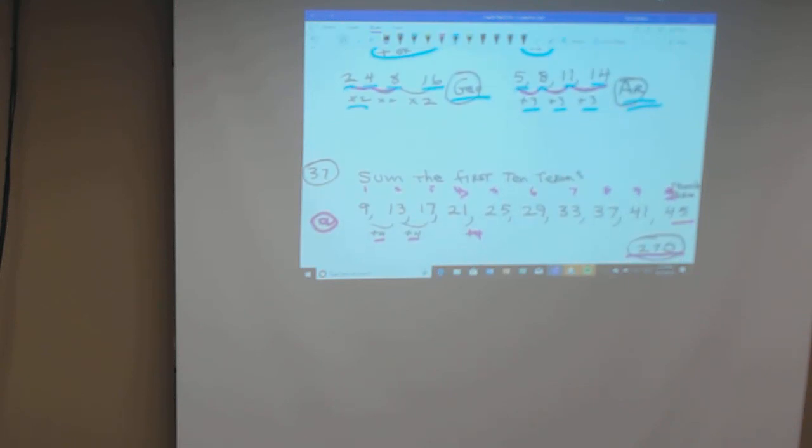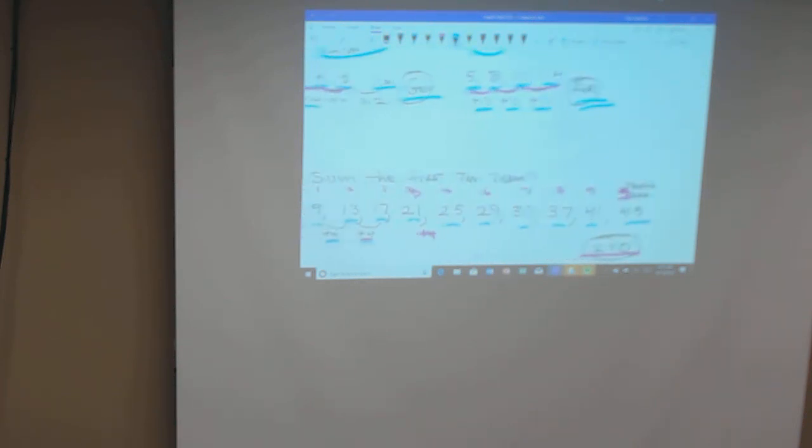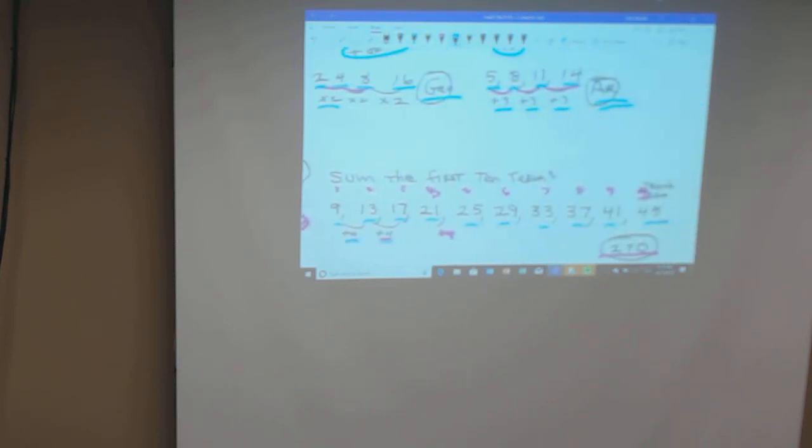37. Find the sum of the first 10 terms. 9, 13, 17, 21. So we're adding 4 each time, so let's just keep adding 4. 25, 29, 33, 37, 41, and 45. So what do they want me to do? Find the sum of the first 10 terms. So I just add 45, 41, 37, 33, 29, 25, 21, 17, 13, and 9, and I get 270.